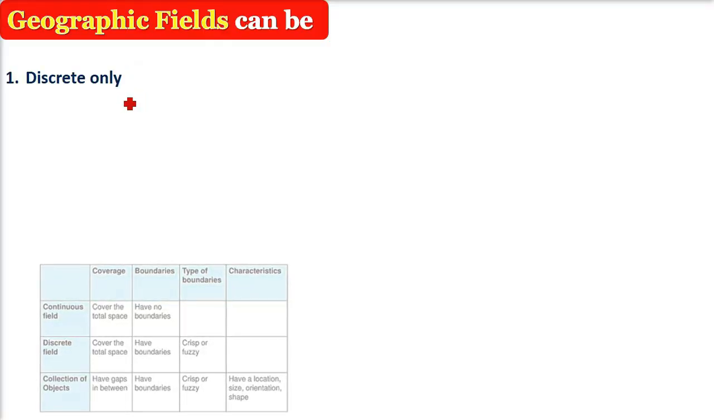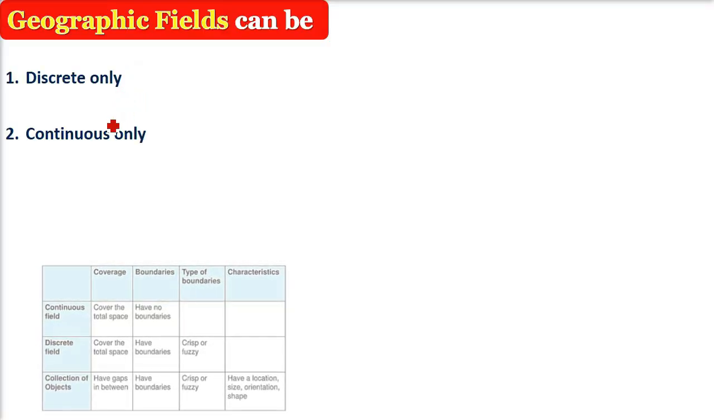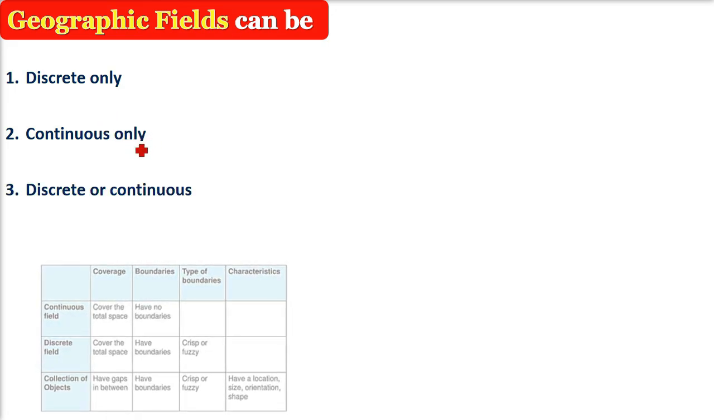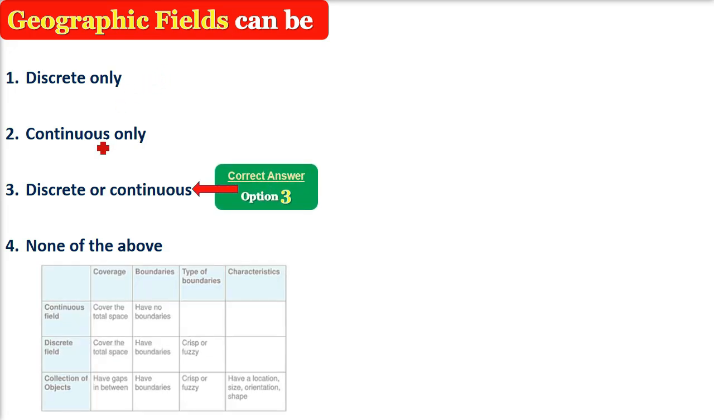Geographic fields can be: the first option is discrete only, the second is continuous only, then we have discrete or continuous, then none of the above. So what is the correct answer, do you think? Yes, geographic fields can be discrete and can be continuous.